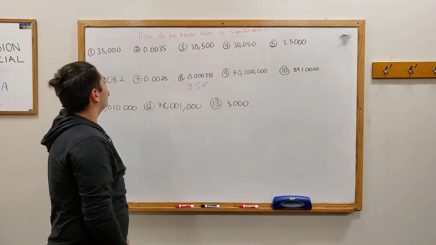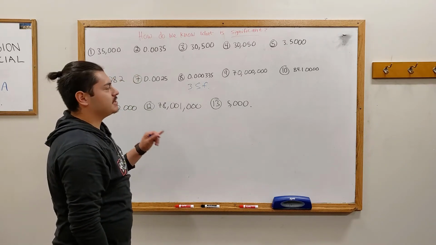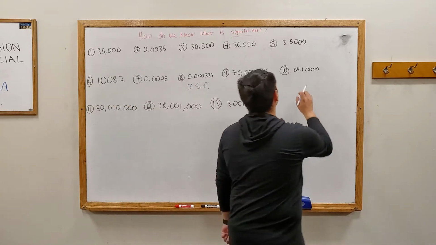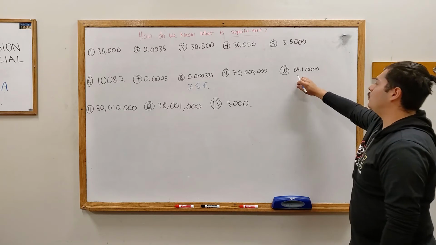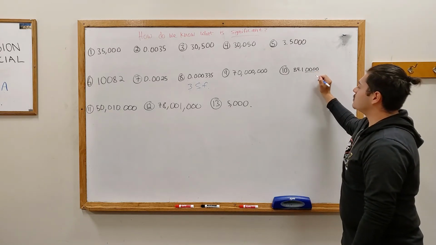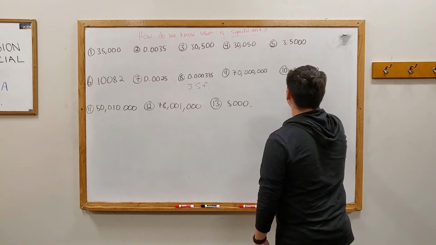A second rule: trailing zeros are significant only if there's a decimal place. For example, here, number 10, we have 84.10000. If we see here, these zeros are significant. So if we're rounding this correctly, we're going to have 7 significant figures.